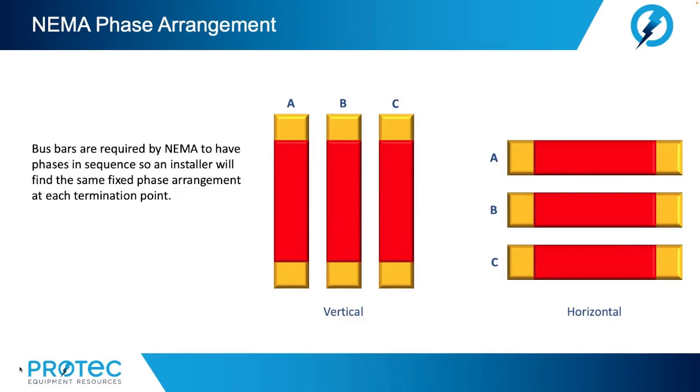The NEMA phase arrangement of bars. Bus bars are required by NEMA to have phases in sequence, so an installer will find the same fixed phase arrangement at each termination point. As we see in the vertical, typically working from left to right, A phase, B phase, C phase. In horizontal, working from top bar down, A phase, B phase, C phase, and N if there was a neutral. The diagram shown illustrates the accepted NEMA phase arrangements.